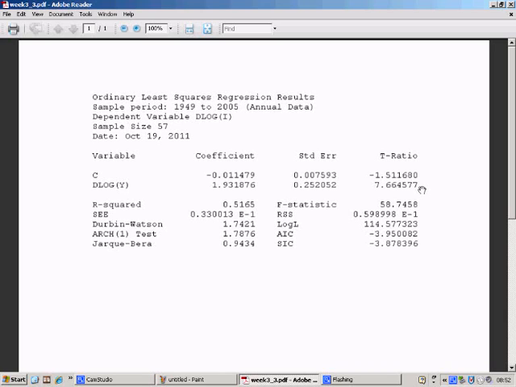Finally, we can get a measure of the goodness of fit by looking at the standard error of the regression. We see here that this is actually quite small, 0.03, but this is a measure of the standard deviation of the residuals, and so it's going to depend upon the actual nature of the data that we're dealing with.